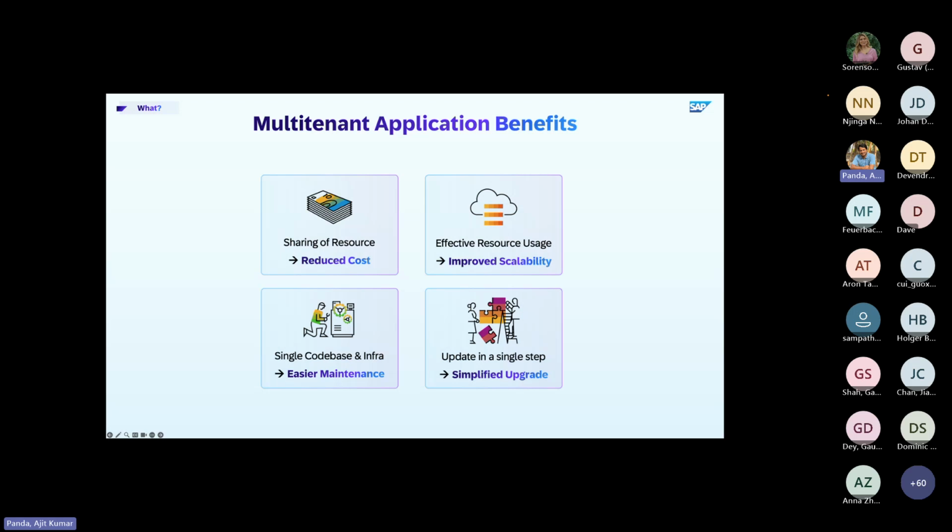Now, the second benefit that you get is improved scalability. As I said, when you scale, let's say, the HANA Cloud DB from 32 GB to 256 GB, it is still shared across multiple customers, because it's still the single instance used by multiple customers, right? So the scaling becomes effective.